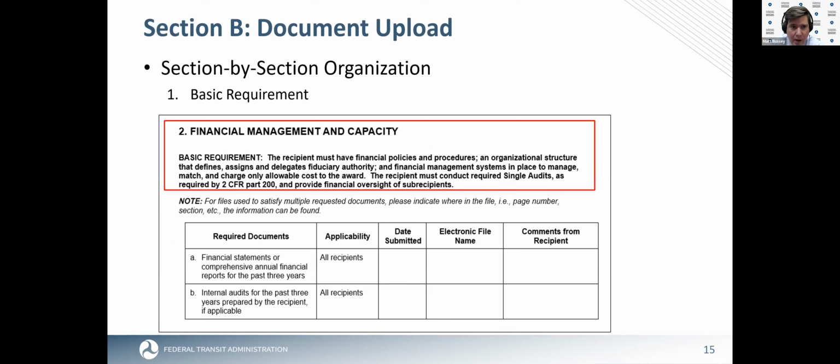So the next part of the RIR is the document upload section. Basically this goes through each of the 23 review areas, and each one of those review area sections in the RIR has a similar setup. First of all, it states the basic requirements. So here, just as an example, we've got the financial section. It's stating the basic requirement for financial.